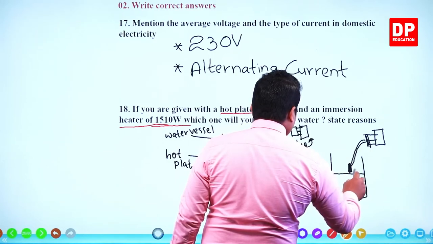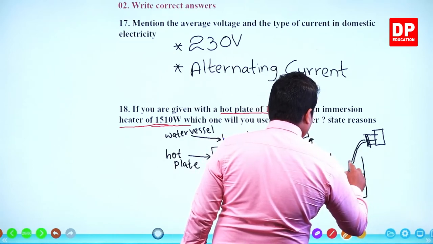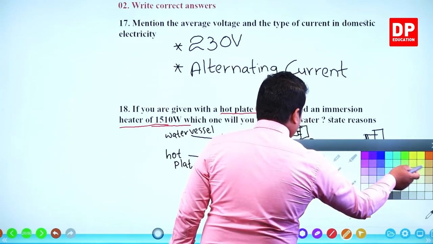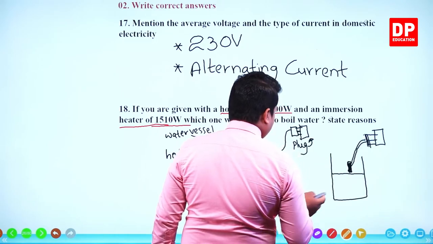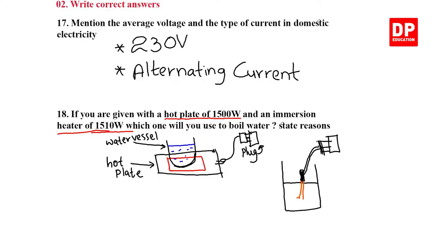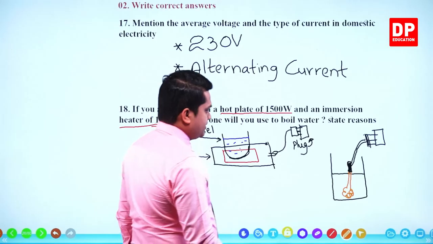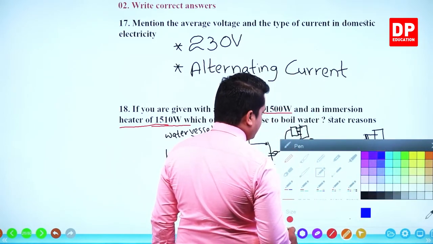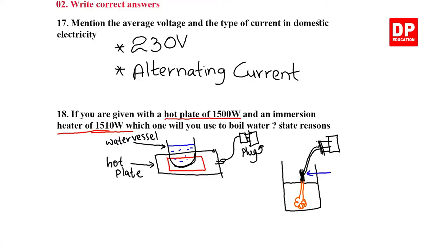This is the handle of the immersion heater, right? Then here comes power. Instrument. So this is the heater. Water. The plug.